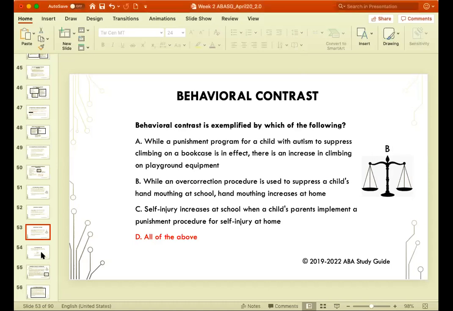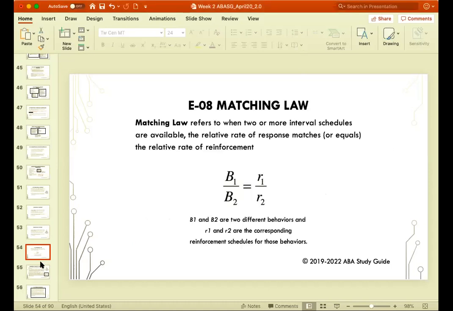That's the B part. When it comes to your matching law, we have 2 behaviors. So we have behavior 1 and behavior 2, and those are 2 different behaviors. And in this equation, your R1 and your R2 are the corresponding reinforcement schedules for those behaviors. So if I have a question that has to do with kicking and hitting, you're looking at matching law. You're comparing kicking and hitting, and the matching law has to do with which of those 2 behaviors accesses more reinforcement. And this is the equation to figure that out. I don't believe you would ever have to actually do the math here.